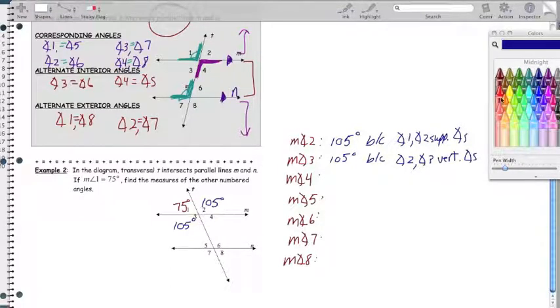Oh, well, if I'm on that track, let's just go with this. Angle 4 is 75 degrees also, because angle 1 and angle 4 are vertical. So angle 1 and angle 4 are vertical angles.